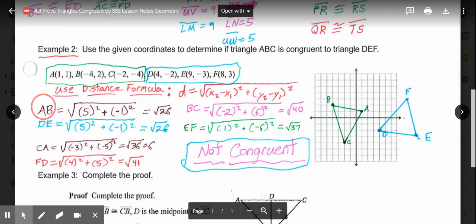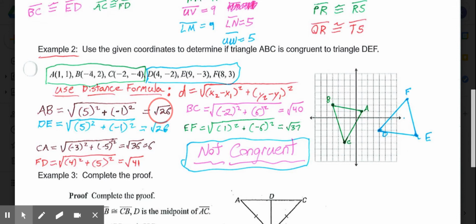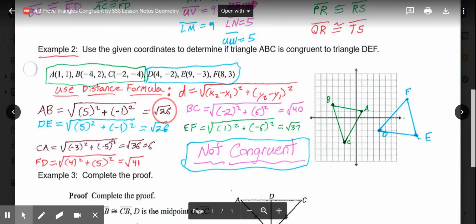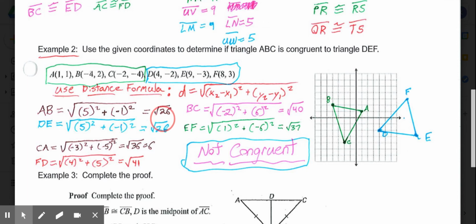So the change in y values from A to B and the change in x. So change in x would be 1 minus a negative 4, which is a positive 5. Change in y would be 1 minus 2, which is a negative 1. 5 squared and 1 squared is 26. So the distance from A to B is the square root of 26, or approximately 5 point whatever the decimal is. I'm just leaving them underneath the square root sign to see if they're equal.